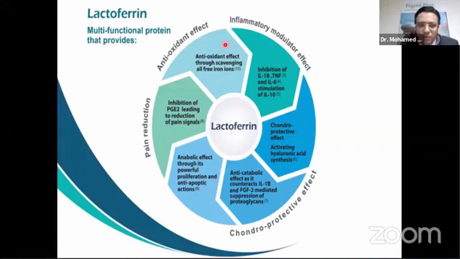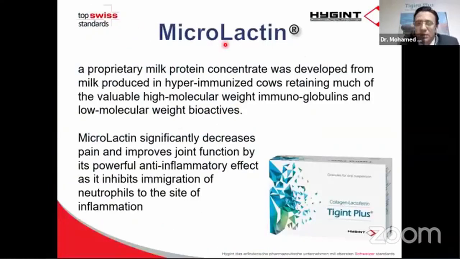اليونيك عندنا اللي بنقدمه يمكن ومش موجود في اي برودكت تاني في الايجيبشن ماركت هو ماده المايكرولاكتين. يمكن المايكرولاكتين موجود بره كبراند باسم مايكرولاكتين، احنا هو انجريدينت عندنا موجود في التيجنت بلس. المايكرولاكتين هو عباره عن بروتين كونسنتريت بيبقى اوبتيند من هايبر امينايزد كاو، يعني هو هايبر امينايزد ميلك بروتين كونسنتريت، بيحتوي على نسبه عاليه جدا من الهاي موليكولار ويت اميونوجلوبولينز واللو موليكولار ويت بايو اكتيفز.